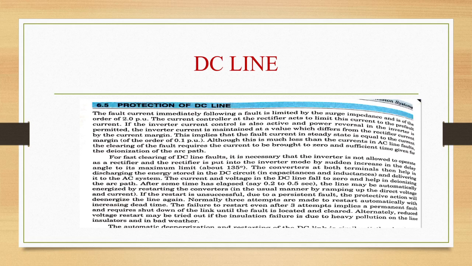Automatic deionization and restarting of the DC link is similar to the clearing of the fault and automatic reclosure in AC lines. The major difference in the two cases is that while breakers are used in AC lines, clearing and restarting is performed in DC systems using only converter control with the help of protective relays.